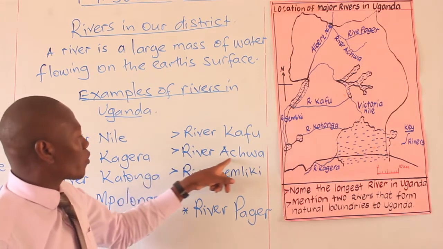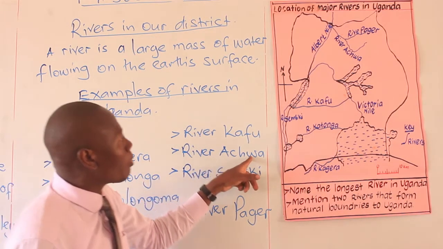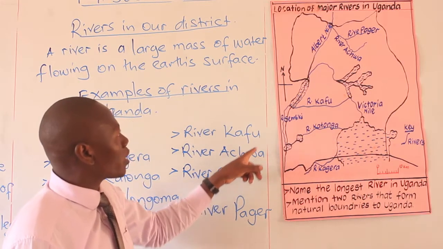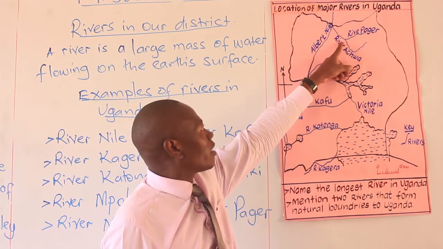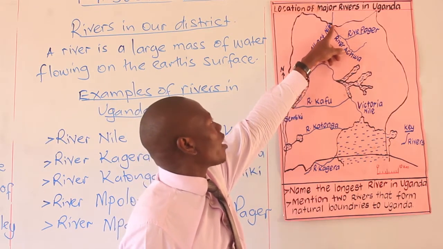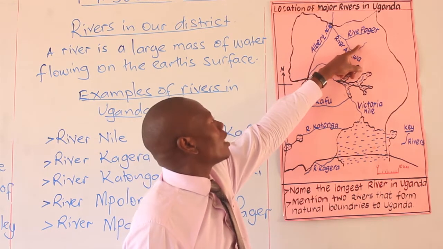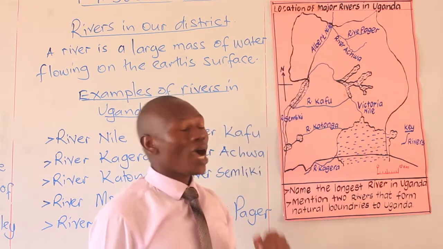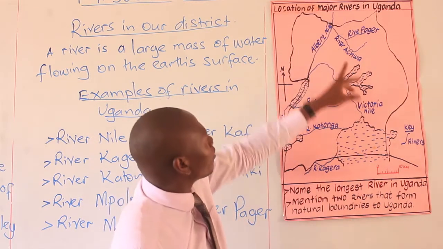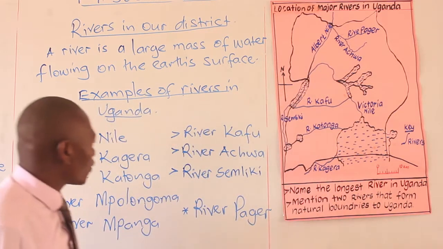We have another one called River Achua. On our map, where can you locate River Achua? River Achua flows from the north here. We say it joins Albert Nile, or River Nile. It flows from the swamps here and flows into the Albert Nile. So it's found in the northern part of Uganda.